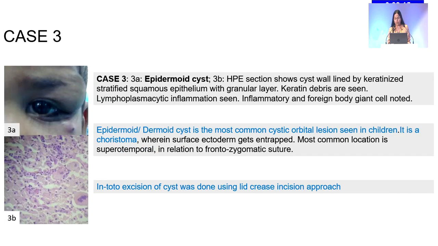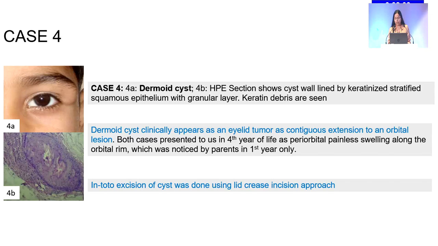Our third case was an epidermoid cyst. Epidermoid or dermoid cyst is the most common cystic orbital lesion seen in children. It's a choristoma. In toto excision of the cyst using a lid crease incision approach was used in our case. Fourth case was a dermoid cyst. Dermoid cyst clinically appears as an eyelid tumor, with contiguous extension of an orbital lesion. Again, in this case, in toto excision was done using a lid crease incision approach.